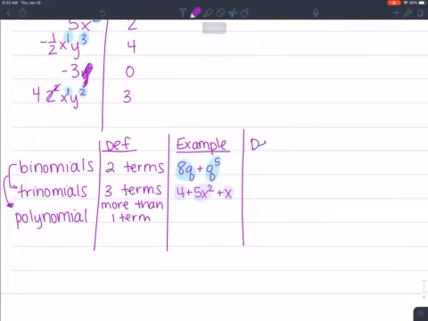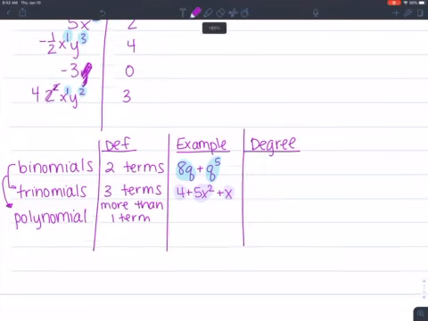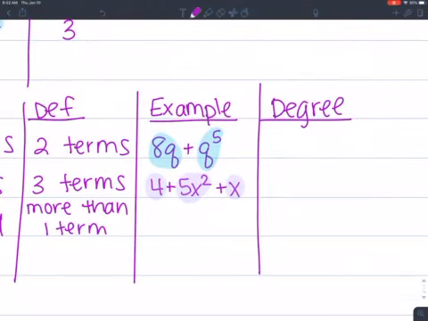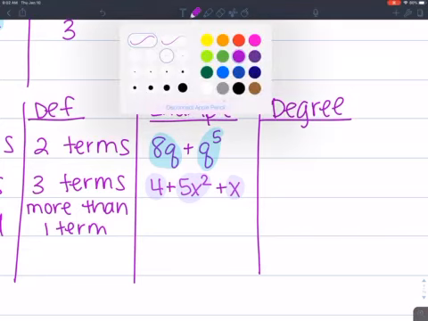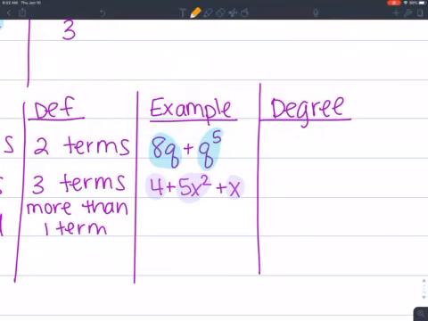So the degree of a polynomial is slightly different than the degree of a monomial. We're going to look at the degree of each one of these monomials. Let's look at the degree of this one right here. The degree here is degree 1. And the degree here is a 5. The degree here we said is 0. The degree here we said is 2. And the degree here is 1.